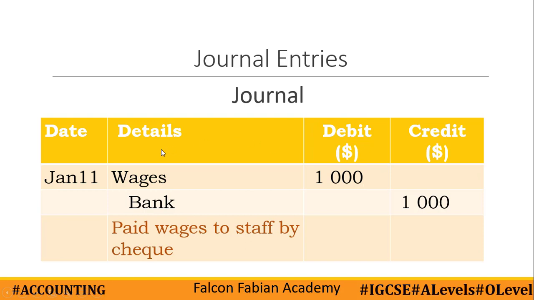The account that needs to be credited is written in the second line. So you would leave some space, then you will write bank account credit. Therefore in the credit column you would write 1,000, and the narrative is paid wages to staff by check. Let's do it one more time. Wages account debit. So in the debit column 1,000. Bank account credit, therefore in the credit column 1,000, and the narrative is paid wages to staff by check.